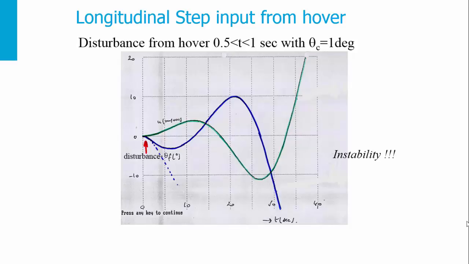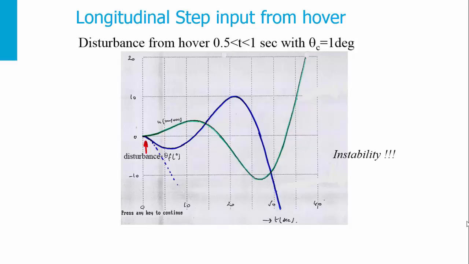I now continue with performing a maneuver. Now, imagine that in a simulation model that we have built, we consider that we have a disturbance from hover that we introduce between 0.5 and 1 second of the flight. And that is, in the cyclic pitch, we give 1 degree of cyclic pitch between this time.